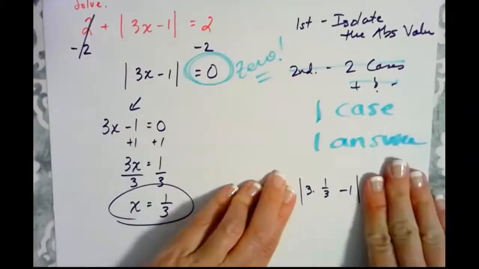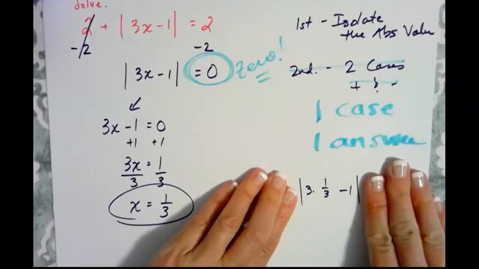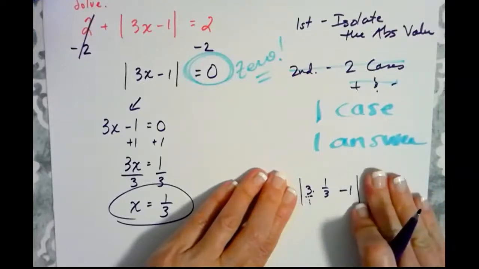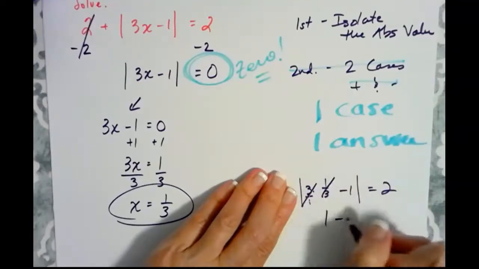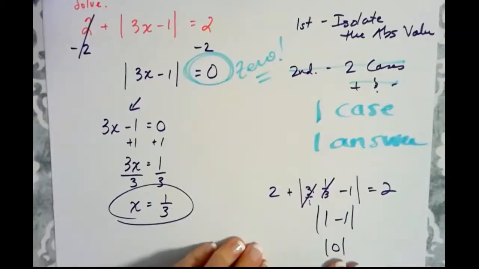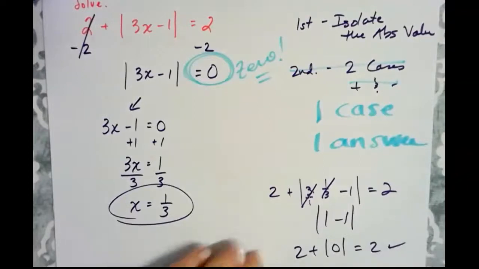Looking inside those absolute value bars, hopefully you're remembering that 3 is the same as 3 over 1. So if we have 3 over 1 times 1 over 3, they are reciprocals. We get 1 minus 1. And 1 minus 1 is 0. And the absolute value of 0 is 0. Why? Because 0 is 0 units from itself. And 2 plus 0 is indeed equal to 2. So our one answer checks.